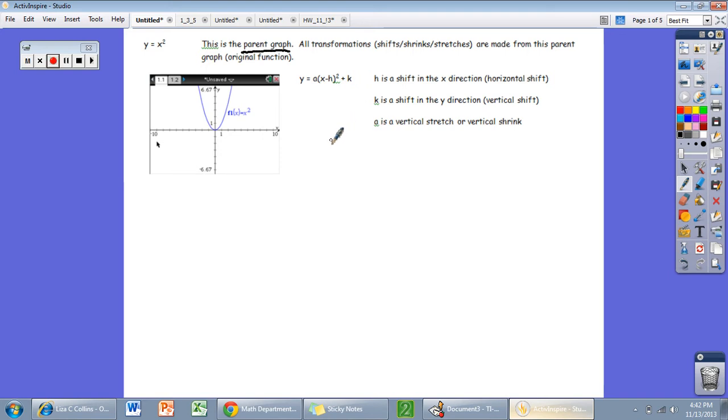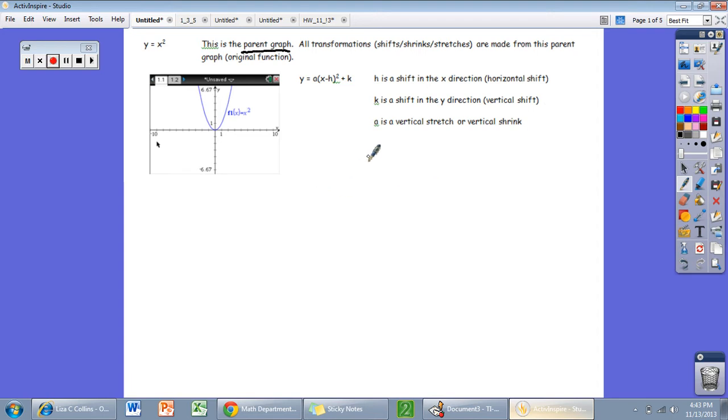And what we're going to focus on is all the other pieces and parts of it that move the graph and affect it by shifting it or shrinking it or stretching it. And they're made from this parent graph, or this original function. We've talked about this before in the beginning of the year with absolute value functions. So we know that h is what shifts it in the x direction, or your horizontal shift. Your k is your shift in the y direction, or your vertical shift, up and down. And a is your vertical stretch, or your vertical shrink.